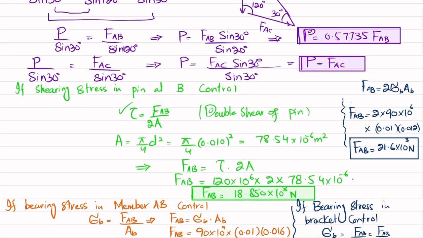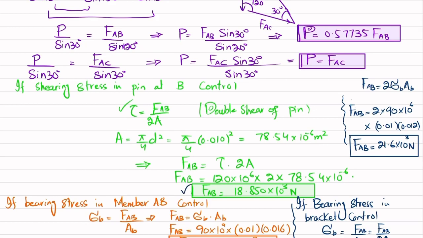Clear? So you have three forces. The first one is this one, the second one is this one, and the third one is this one. That is calculated based on different criteria. Here the criteria was shear stress, here the bearing stress in member AB, and here the bearing stress in the bracket. So what we will do is that we have to choose one of these, so we will choose the smallest force FAB. So smallest will be this one, 14.40, because it will be safer. Always we will choose the smallest force so that our design will remain safer.